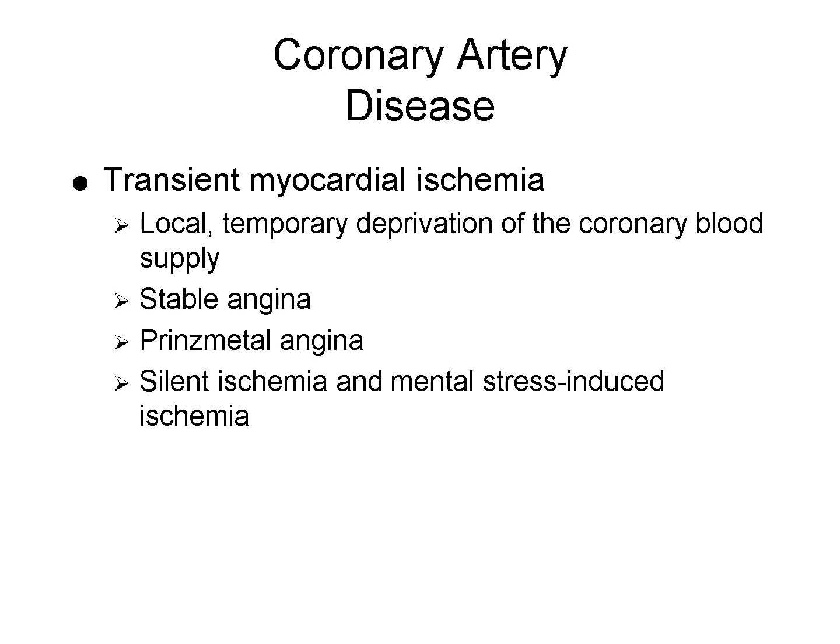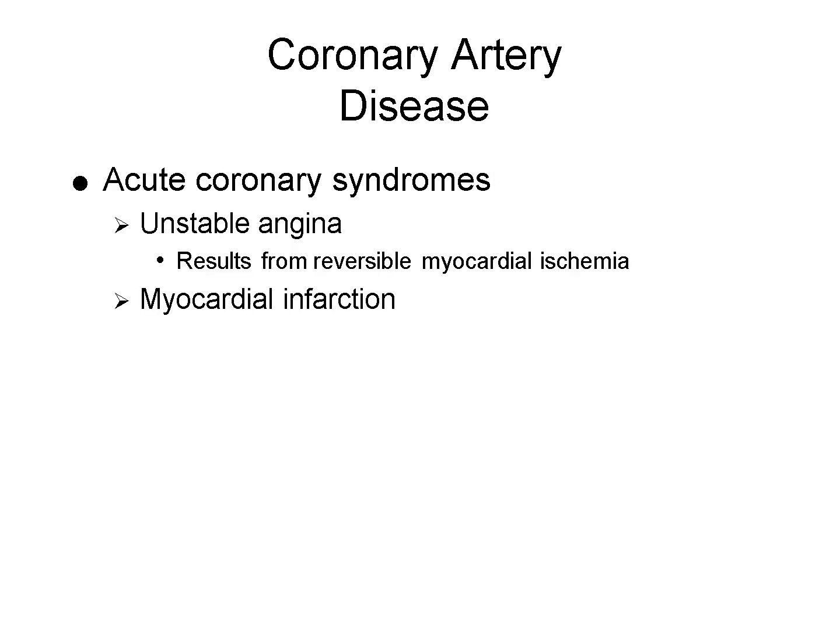Transient myocardial ischemia occurs when coronary blood supply is temporarily reduced. This can manifest as stable angina, Prinzmetal angina, silent ischemia, or stress-induced ischemia. Understanding these subtypes helps in recognizing patients at risk before full infarction occurs. Prompt treatment during early stages can prevent progression to myocardial infarction.